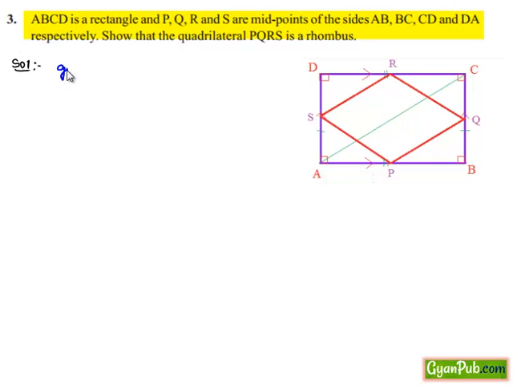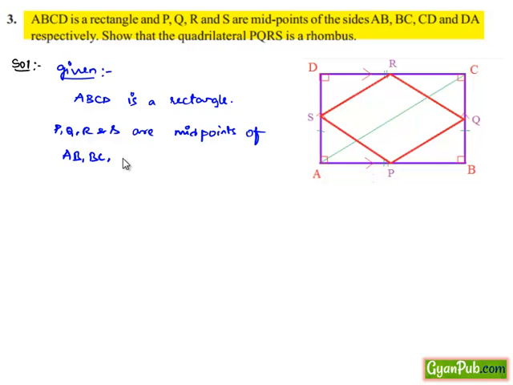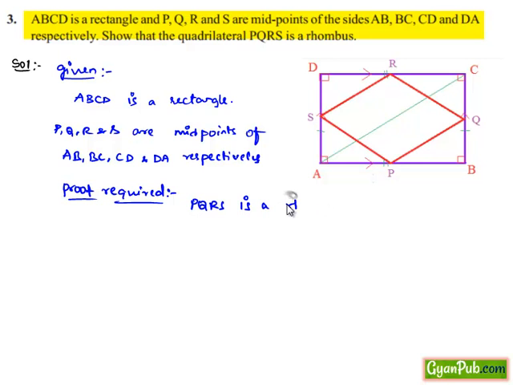Given that ABCD is a rectangle and P, Q, R and S are midpoints of AB, BC, CD and DA respectively, and he has asked us to prove that PQRS is a rhombus. Now let us move on to the procedure.